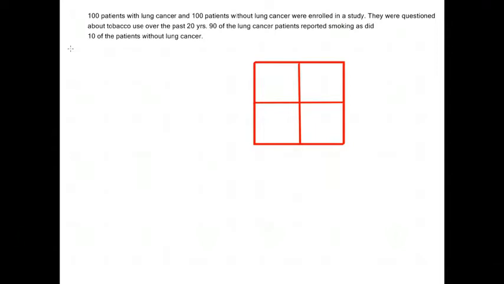Furthermore, we'd like to calculate some quantitative measure of this association. To do this, though, we'll have to figure out what study type this is. So this particular study describes enrolling patients with lung cancer, enrolling a group of patients without lung cancer. They went backwards in time over the previous 20 years and questioned them about smoking. So this particular study describes a case control study.